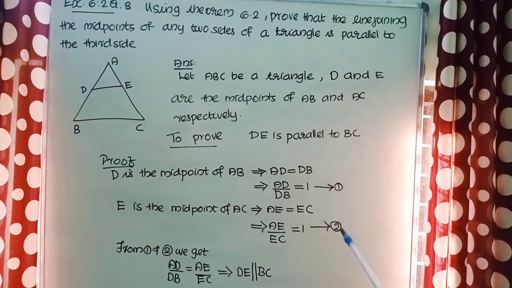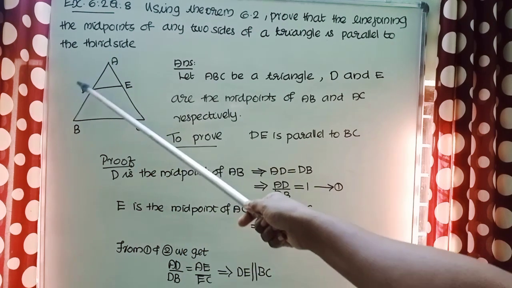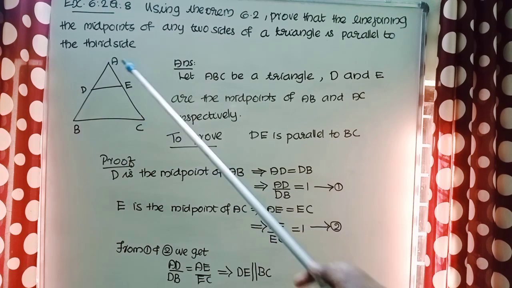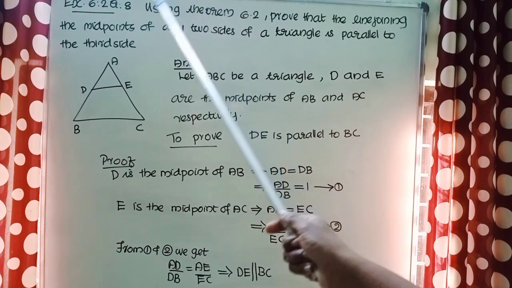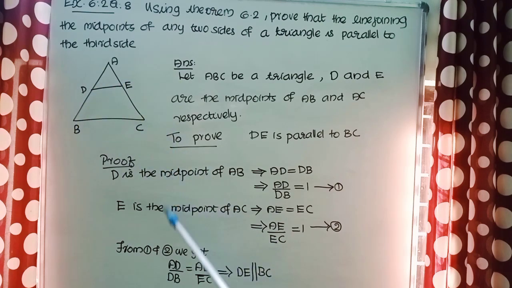Equation number 2. Now you can see the right side of equation number 1 and 2 both are equal. It is 1. So we can write from 1 and 2 we get AD by DB equal to AE by EC. That is, we got AD by DB equal to AE by EC. So we can conclude by theorem 6.2 DE is parallel to BC.